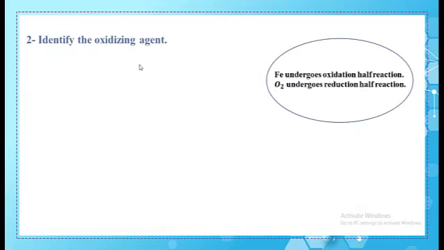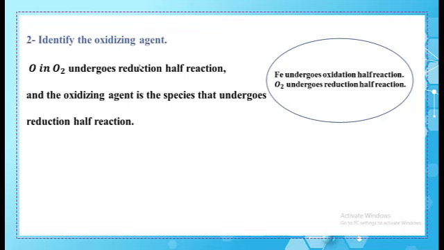Number 2, identify the oxidizing agent, knowing that Fe undergoes oxidation half reaction and O2 undergoes reduction half reaction. So first of all, the oxidizing agent is the species that undergoes reduction half reaction. So I say that oxygen undergoes reduction half reaction, and the species that undergoes reduction half reaction is said to be the oxidizing agent. So oxygen is the oxidizing agent.